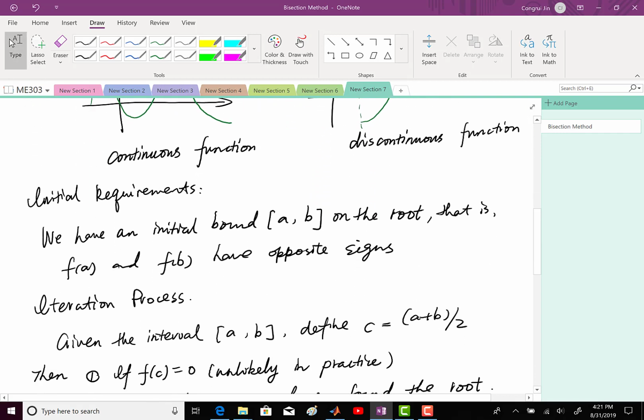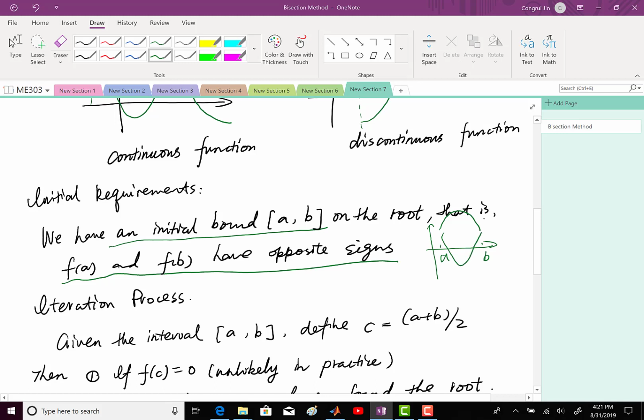Okay. So for the initial requirements, we have an interval from a to b, and to make sure there is at least one root, we require that f(a) and f(b) have opposite signs. This is very important. If they both have a negative sign or both positive, for example from a to b they are positive, there may be one root, maybe two roots, but it's also possible that there are zero roots. So if they don't have opposite signs, we don't use this method, because there is no guarantee that you can find the root.